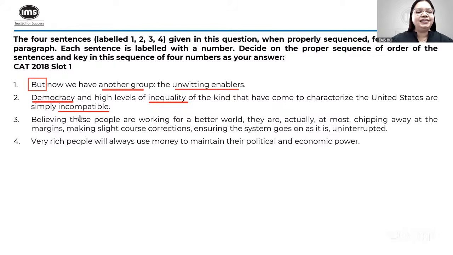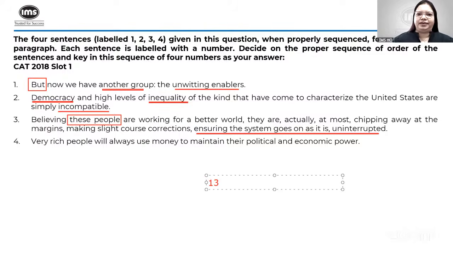The third sentence talks of believing these people. The only people or doers that we have mentioned so far is in the first sentence. Believing these people are working for a better world, they are actually making slight course corrections, etc. But they're ensuring that the system goes on as it is, uninterrupted. I might have thought of the second one as a start, but when I read three, I very clearly see that 1, 3 should be a pair.